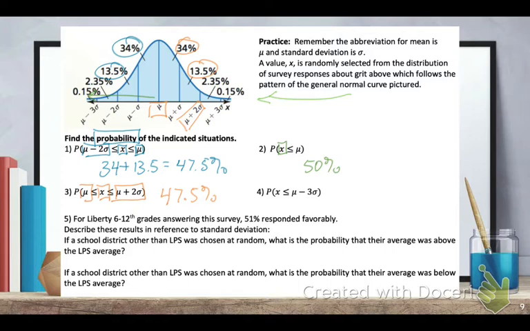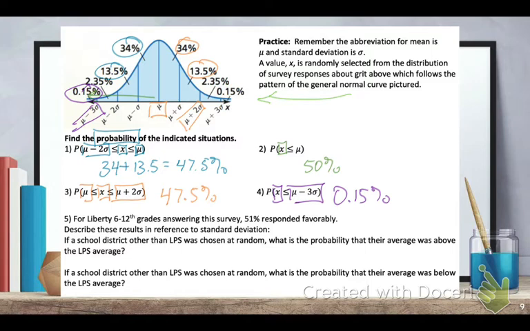47.5. And then finally, we're finding the probability that some score is less than 3 standard deviations below. So I'm going to go 3 standard deviations below, which is just here, and that is this percent. So that is a very small amount of our data set, 1/1500.